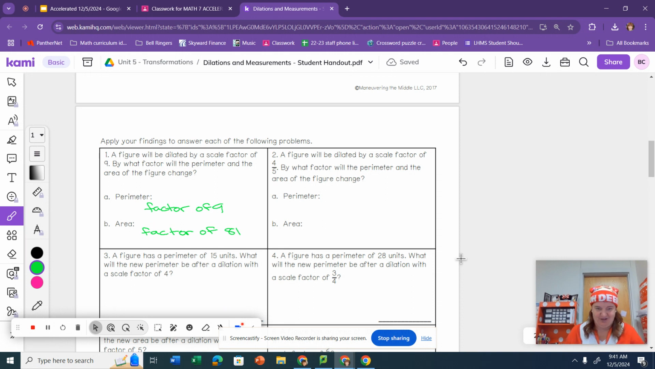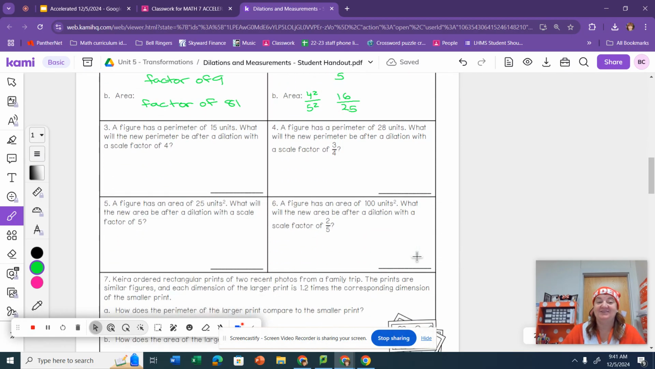Now what about when it's a fraction? Don't freak out. You just do it to the top and do it to the bottom. Okay? So the perimeter would change by 4/5. But the area would change by, do it to the top and the bottom, 16/25. So we're going to do the 4 squared and the 5 squared. Okay, I'm going to let you answer number 3.